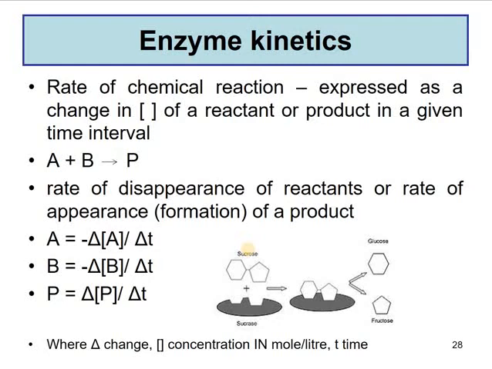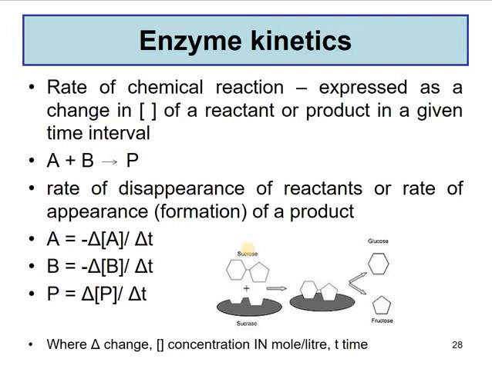Like we already just mentioned the example whereby hydrogen peroxide is broken down into water and oxygen. So the rate of chemical reaction there is expressed as the change in concentration of hydrogen peroxide, or the change in concentration of water and oxygen, in a given time interval. So after 5 minutes, what happened? The hydrogen peroxide was broken down into water and oxygen.